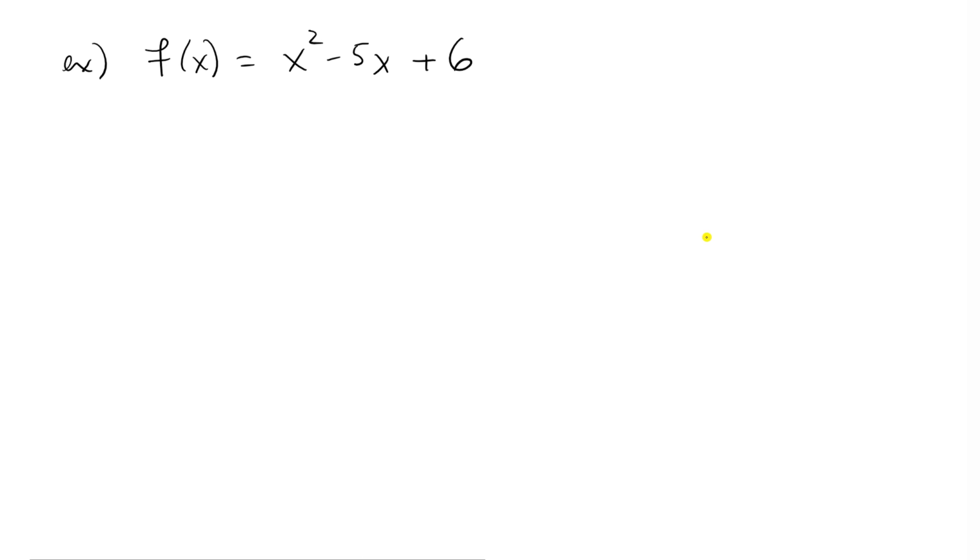So our next example is sketching the graph of the function x squared minus 5x plus 6. So we're going to follow the steps we've listed in the previous video. First thing is we're going to find the y-intercept. We're going to evaluate what f of 0 is.